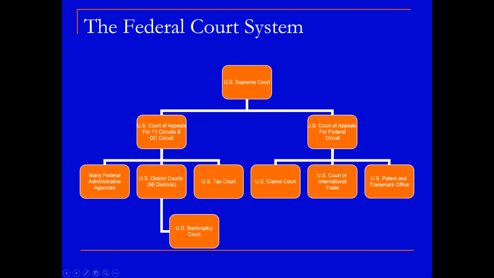Claims Court, International Trade, Patent, Trademark, that kind of thing. So if you lose down here on the first tier, you would appeal to the second tier courts. If you lose there, you would go on up to the U.S. Supreme Court. It's very hard to get in the door of the U.S. Supreme Court. You have to ask their permission, and they only hear maybe around 80 to 100 cases a year by granting what's called a writ of certiorari.